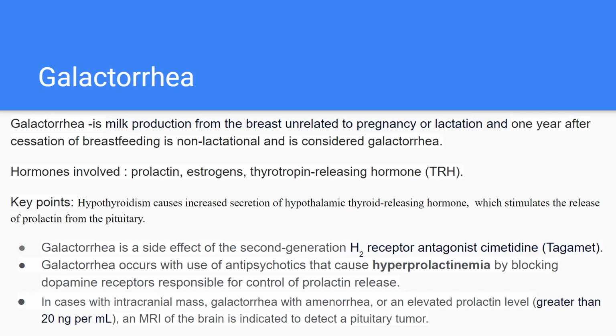Patients with a pituitary adenoma will have hyperprolactinemia also. So it's always advisable to do an MRI of the brain to detect if there is a pituitary tumor that is causing this.